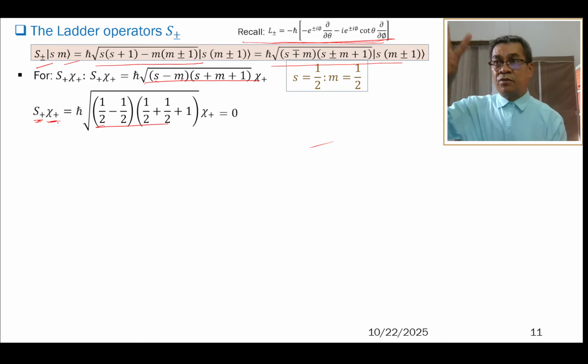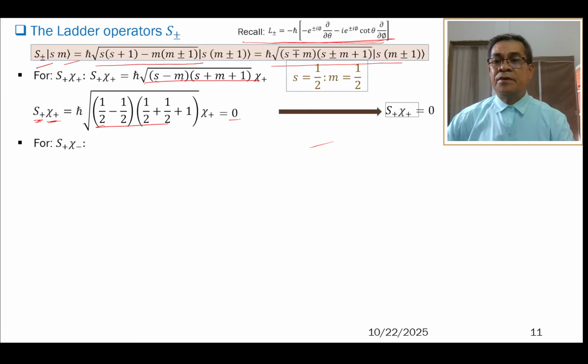Why? Because we have only two values. It's spin down or spin up. So there is no other state above the spin up. So the answer is 0. Meaning we cannot find a value. Okay. Then for S plus, if we let that raising operator act on the spin down, spin down.